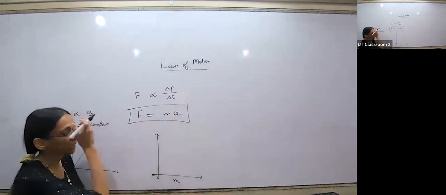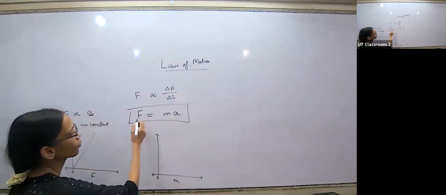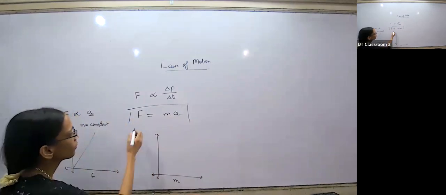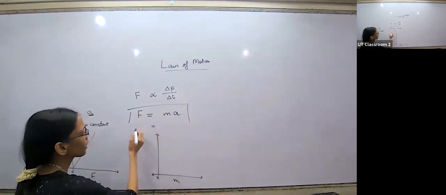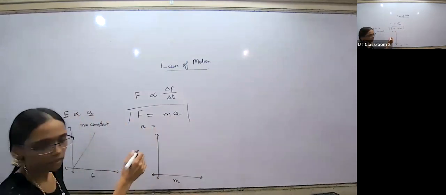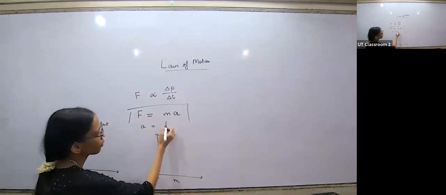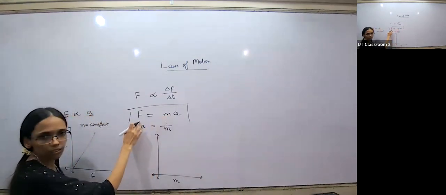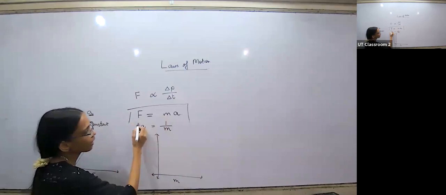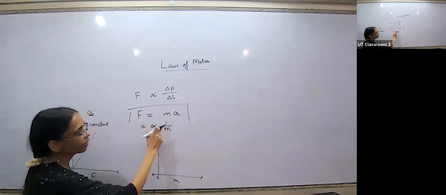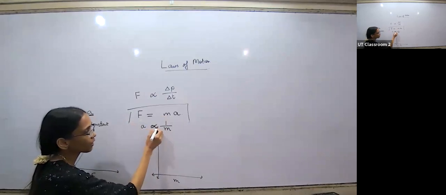So how will this graph look? What am I making constant in this? Force is constant. So acceleration is equal to F by M, acceleration is equal to 1 upon M. Not actually equal to, it is proportional to. Is it directly proportional or inversely proportional?